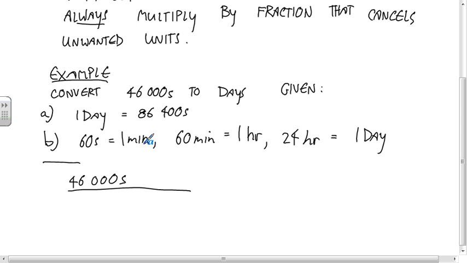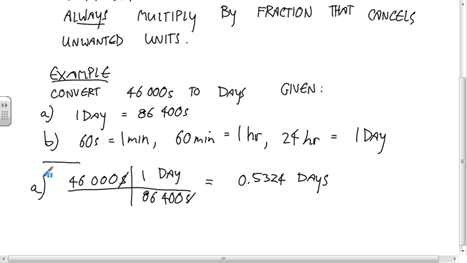Right. That's right. Because the unwanted quantity here, the unwanted units, are seconds. So we need seconds in the denominator of our fraction so that it cancels these. So 1 day over 86,400 seconds. And now the seconds cancel, and you end up with 0.5324 days. Okay, so that's doing it in one step.